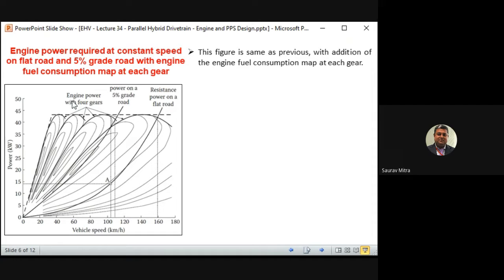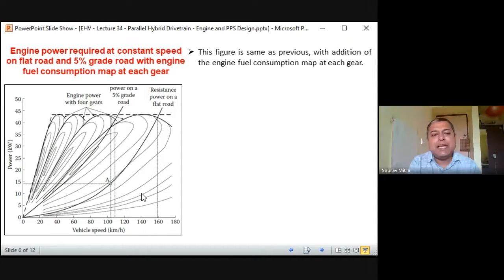Only thing is engine power with gear, 4 gears. So first gear, second gear, third gear, everything is same. The previous thing and this, everything is same. Only this line is something different. What is this line? I'll tell you. And there are some intermediate light colored lines here. So these lines are actually contours. Okay, so this figure is same as previous with the addition of the engine fuel consumption map.